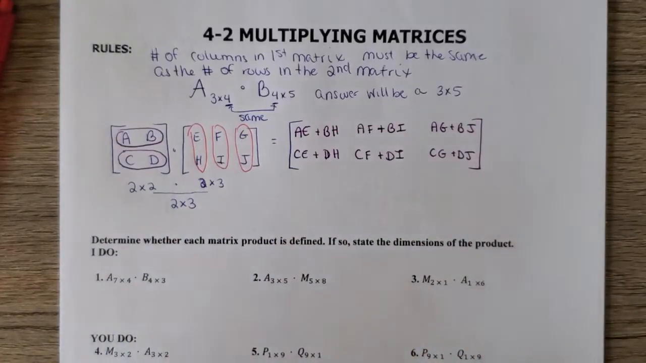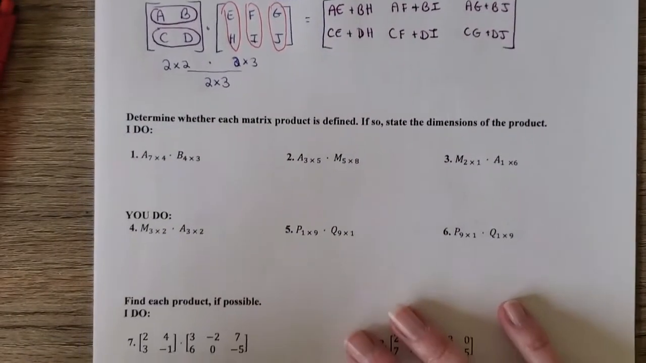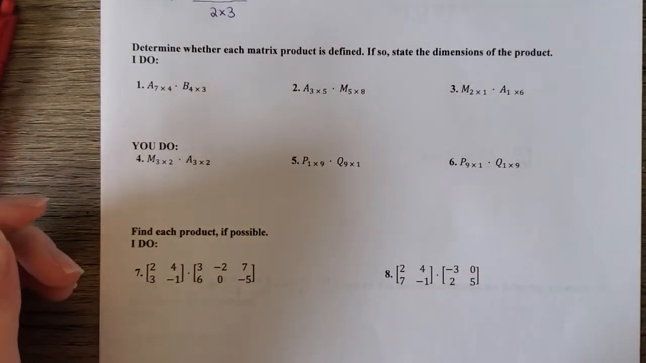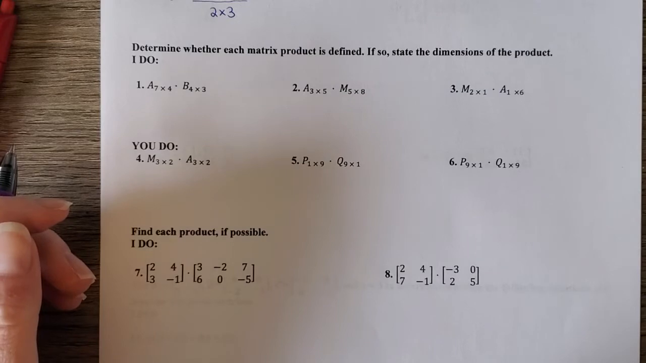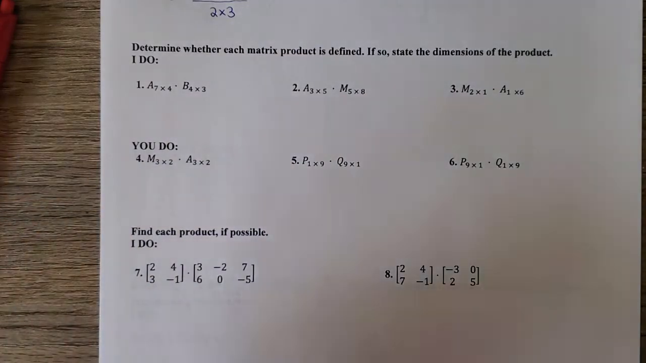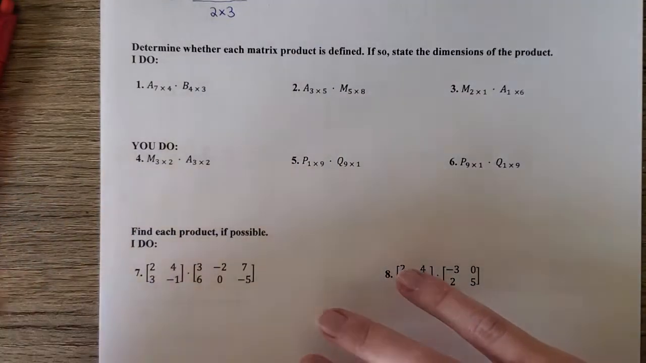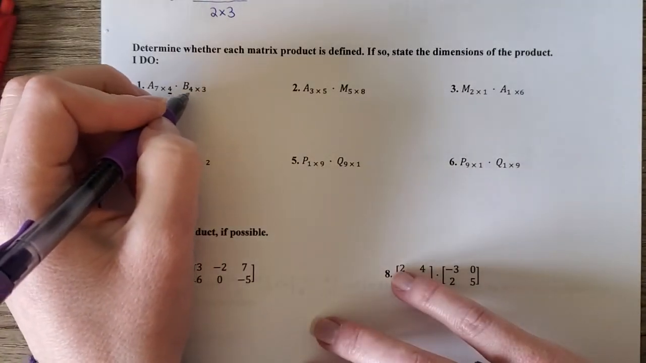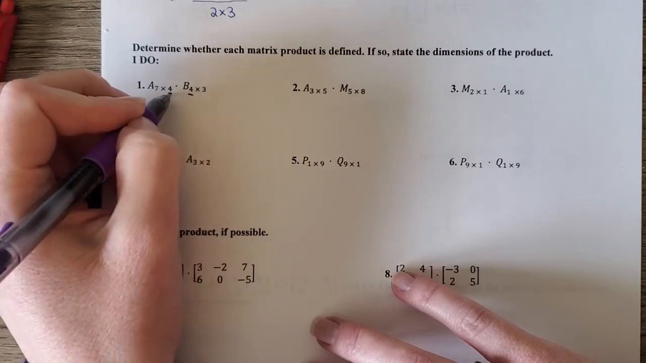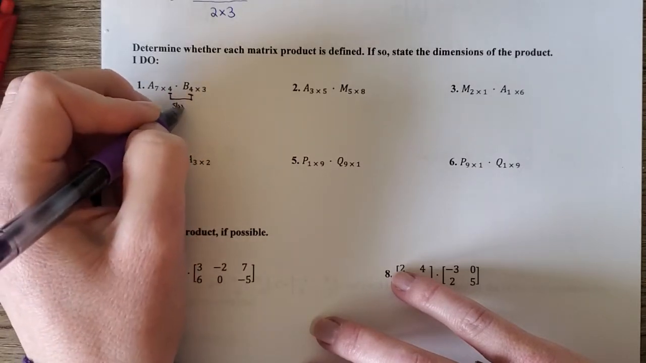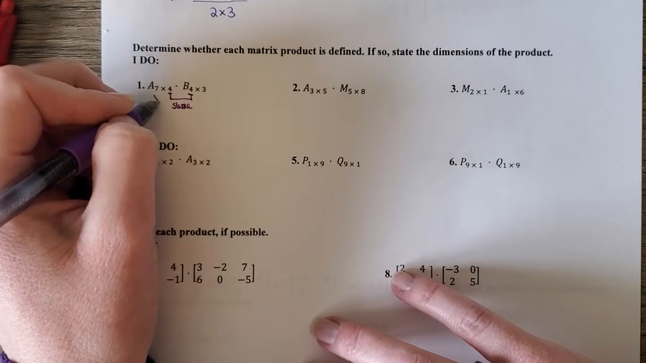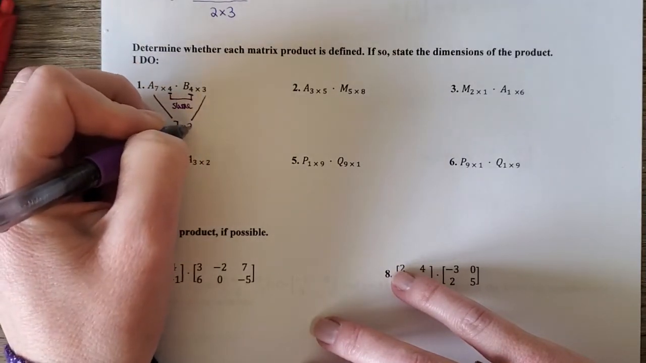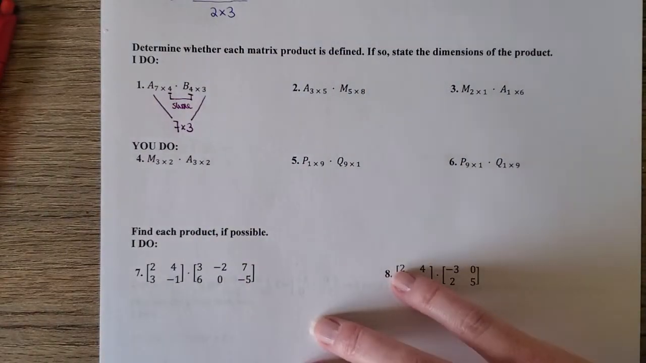So let's go do some of the I do's, and see if we can figure this out together. This first section says, determine whether each matrix product is defined. If we multiply these, is it defined? And if so, what are the dimensions of the product? This is what we were talking about up at the top. We take the columns of the first and the rows of the second and make sure they're the same. They are the same, and if they are the same, then our answer is going to be 7 rows by 3 columns. That's what they want us to do here.